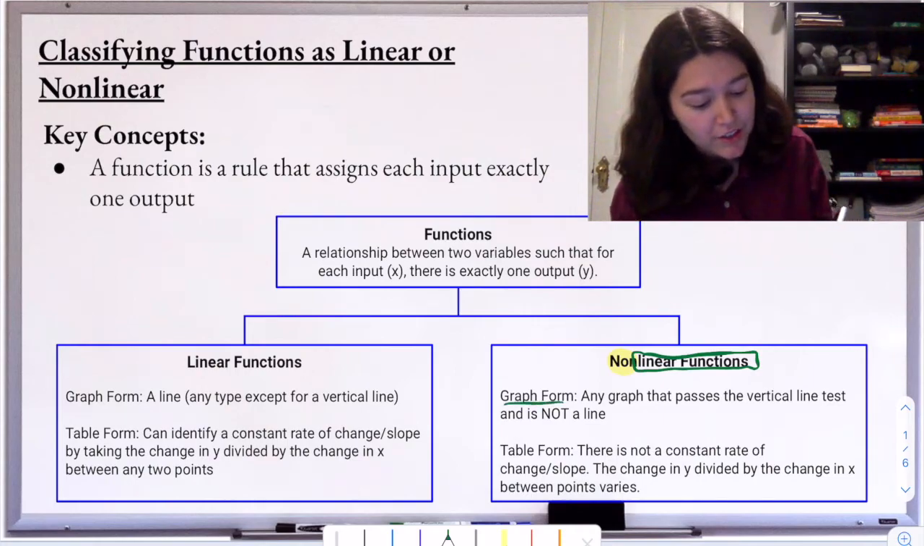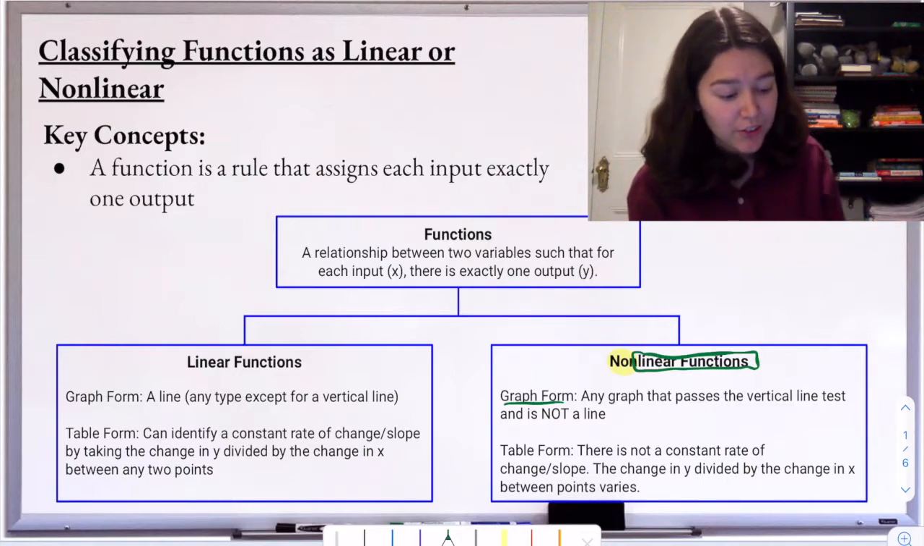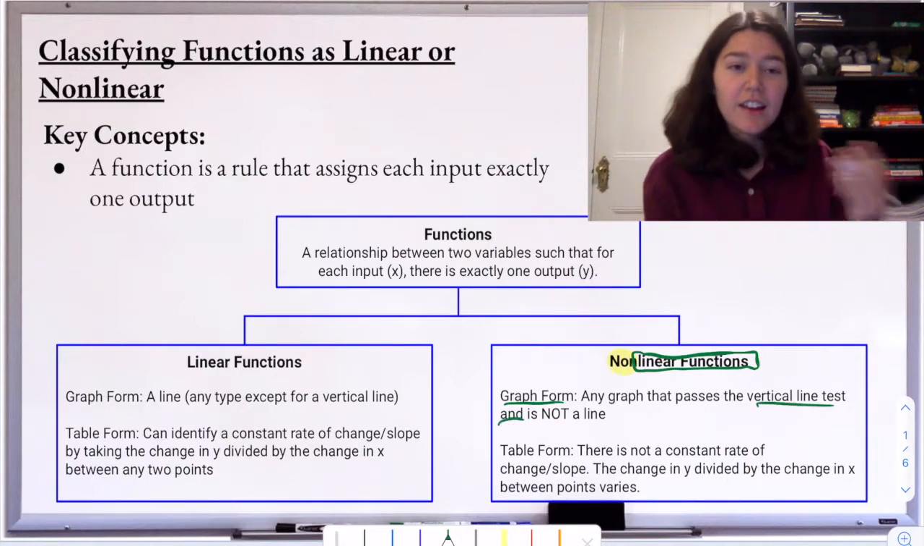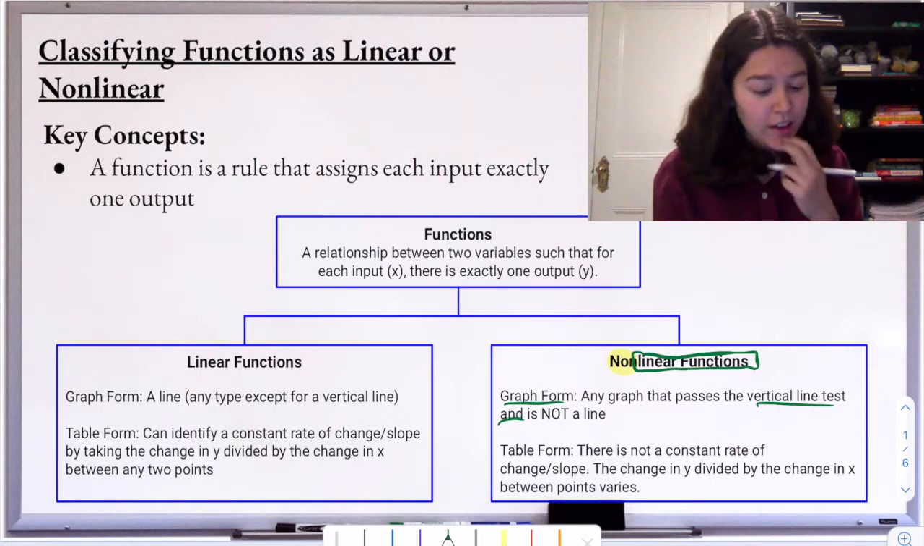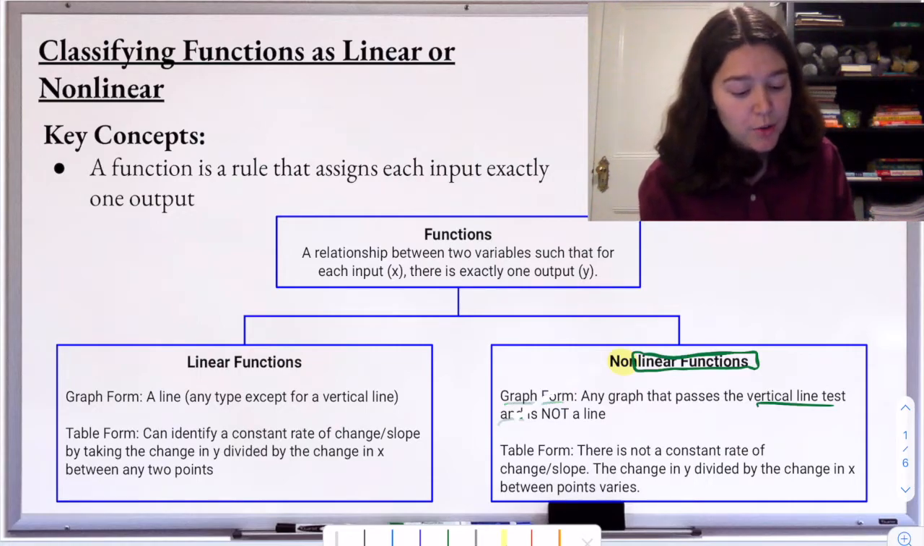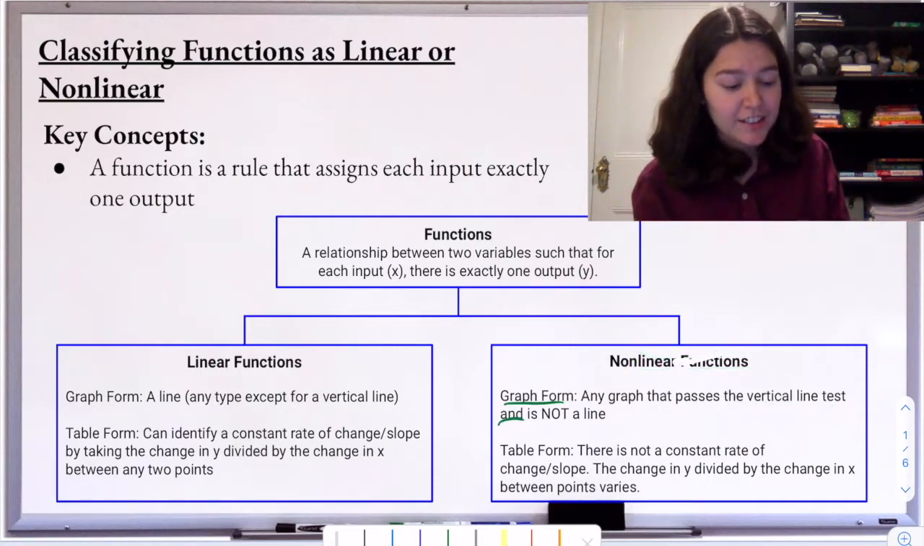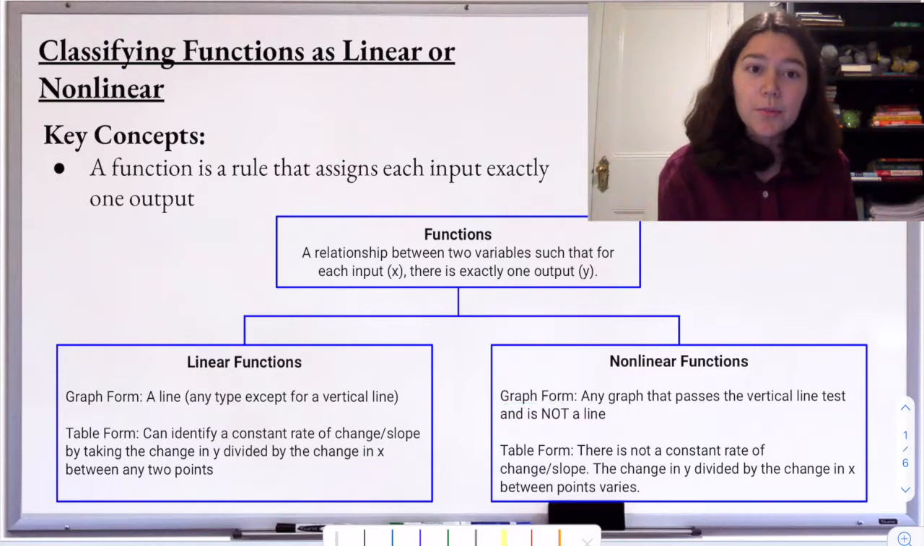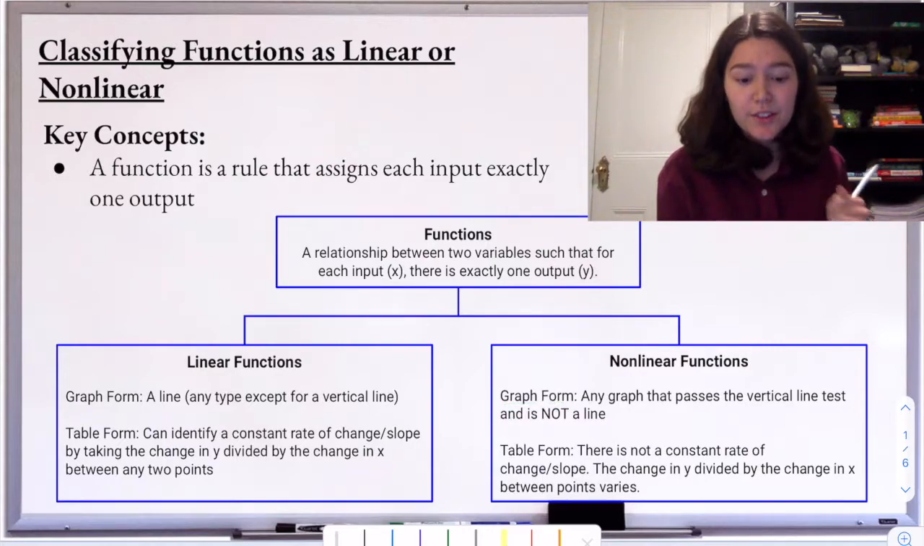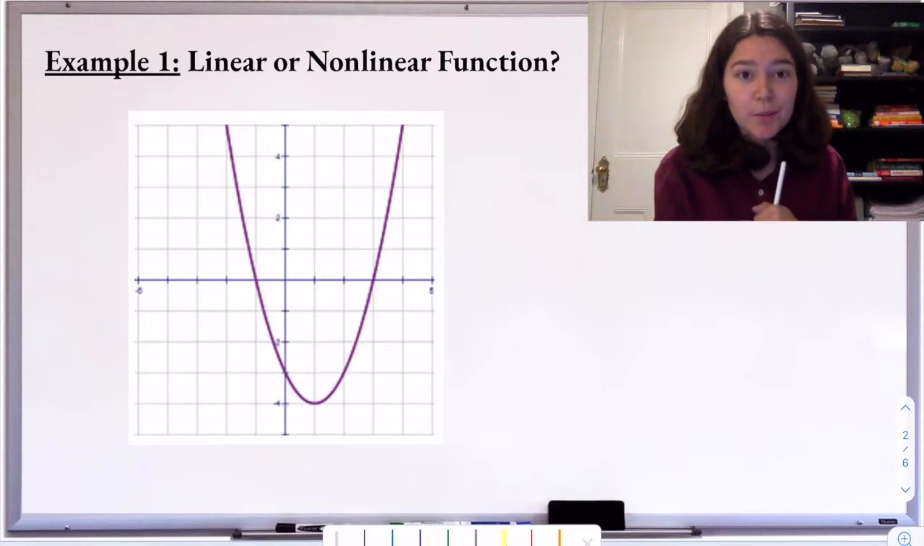So in graph form, nonlinear functions are any graphs that pass the vertical line test and are not a line. And then in table form, we're going to see that there is not a constant rate of change. That's not a slope of our line. It's going to be the main difference. So we'll just see lots of examples today.